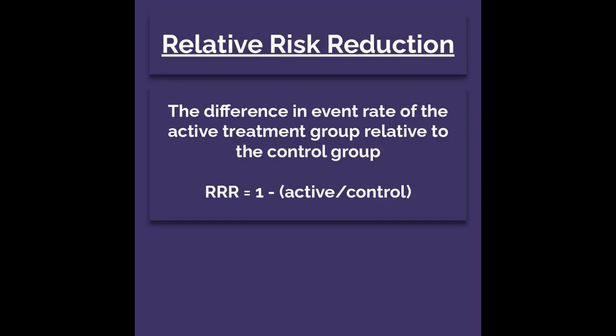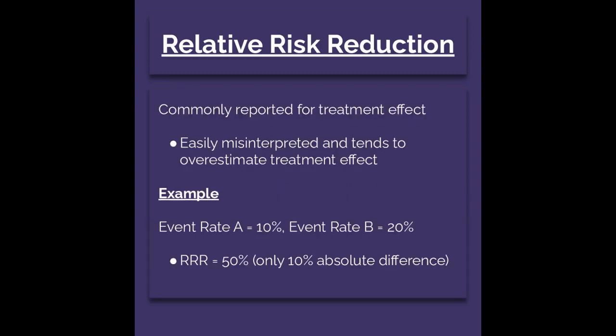Hazard ratios are derived from regression modeling and can reference a specific time interval within a trial. Relative risk reduction, on the other hand, is calculated using that simple equation and refers to the cumulative risk for the entire trial. And so while they sound very similar, they are in fact different. Relative risk reduction is commonly reported for treatment effect. However, it's easily misinterpreted and tends to overestimate the actual treatment benefit.